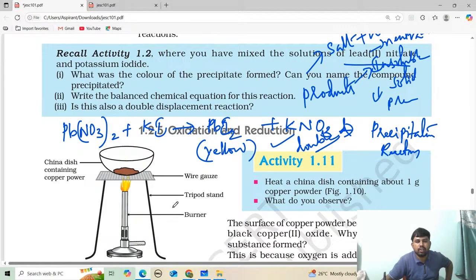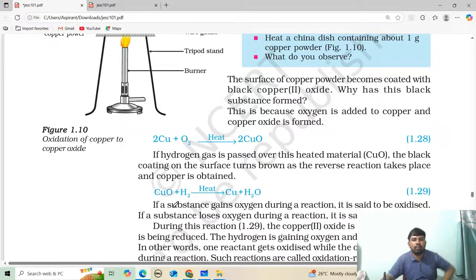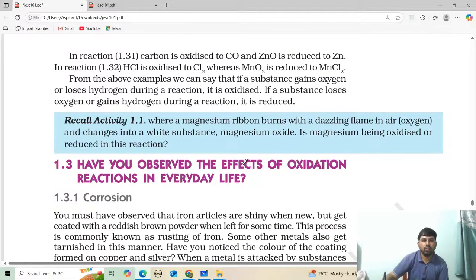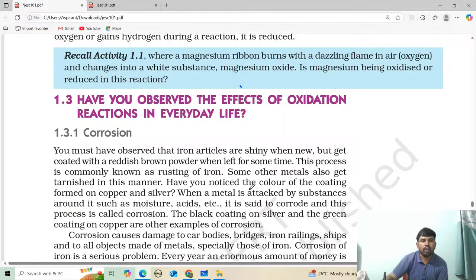Now see next, after this we still have some other questions. Where magnesium burns, we call it an activity. This one activity they are asking about. The magnesium ribbon burns with a dazzling flame in the air and changes into the white substance, magnesium oxide. Is the magnesium being oxidized or reduced? So what is the answer?